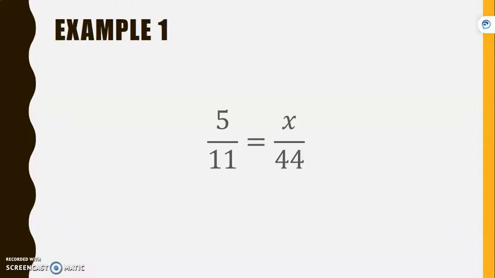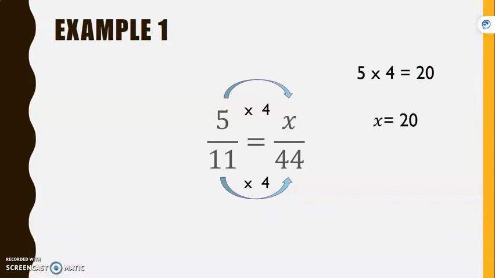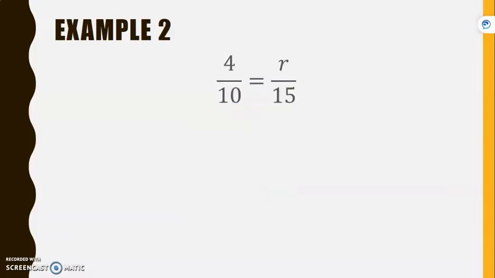So if we have a proportion like this, we can figure out how to get from 11 to 44 by multiplying or dividing. And I know that 11 times 4 makes 44. So I can use that same operation on the numerator. So I can multiply 5 times 4 and that equals 20. So x equals 20.